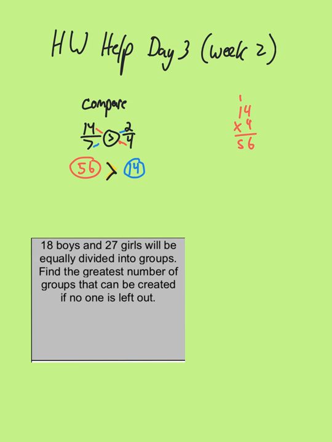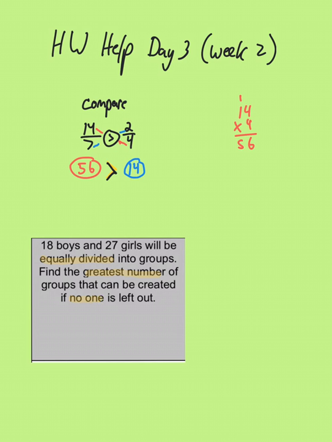Now the second problem I'm going to help you with is down below. It says 18 boys and 27 girls will be equally divided into groups. Find the greatest number of groups that can be created if no one is left out. So I'm going to highlight some important words for you here. First off, the groups are equally divided. Second, we're looking for the greatest number of groups that can be created and no one is left out.